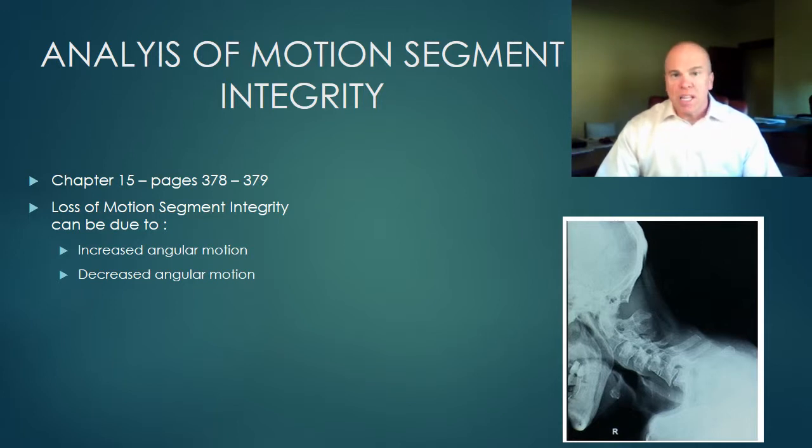Then at the end, I want to make it easy for you to adopt this procedure into your own protocol and procedure by providing you with the necessary templates if you don't already have those established. So we're going to be talking about the analysis of motion segment integrity, and this is found on pages 378 and 379 of the AMA guides. Let's take a look at what the AMA guides say about motion segment integrity, and then we'll get into some actual measurements on actual x-rays of a bona fide examinee.